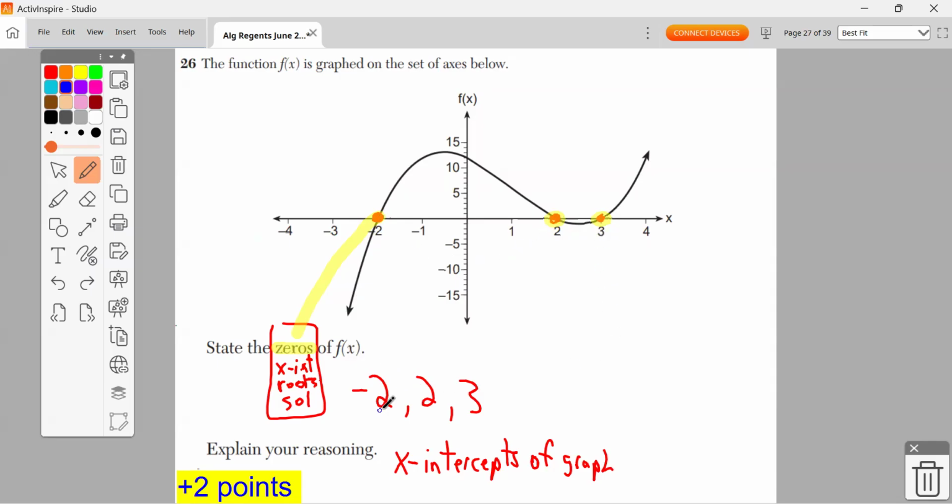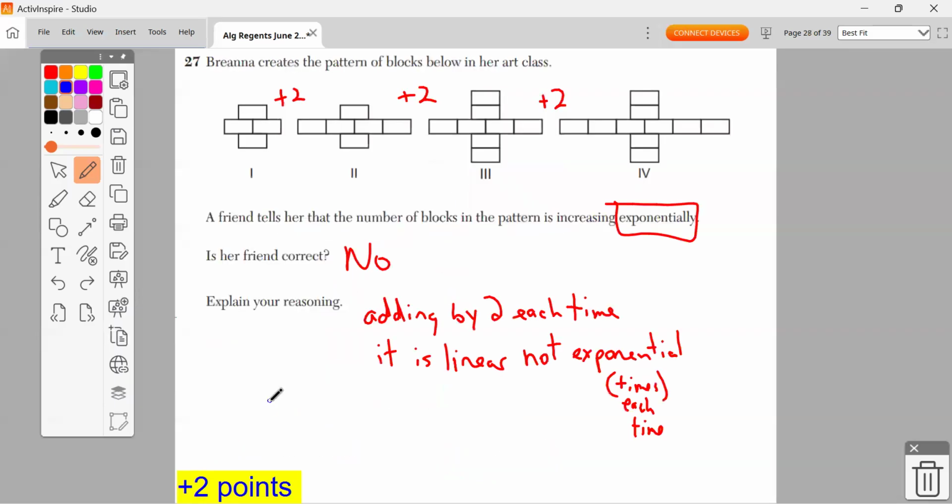There's 3 different answers there. 1, 2, 3. Explain your reasoning. All that you have to say is that those are the x-intercepts of the graph, or where the graph crosses the x-axis. 1 credit for this, for the 3 numbers. 1 credit for the x-intercepts, or where it crosses the x-axis.